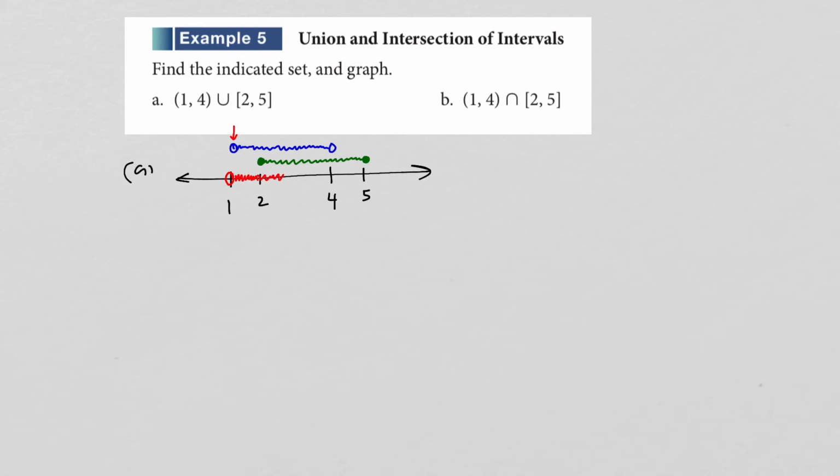We include all the numbers in between 2 and 4. And we also include all the numbers in between 4 and 5. And finally, we do include 5 because it is included here. And so in interval notation, this is the set of all numbers beginning at 1, stopping at 5, including 5, but not including 1.